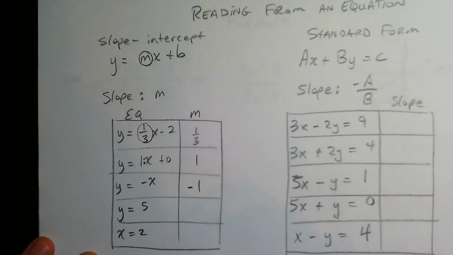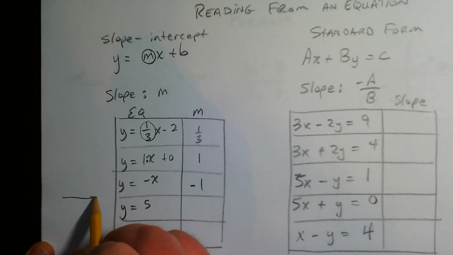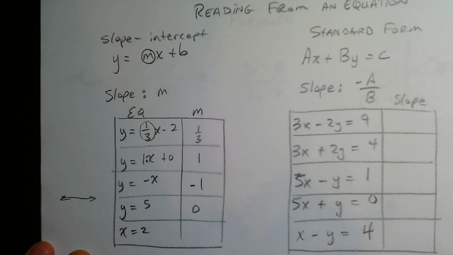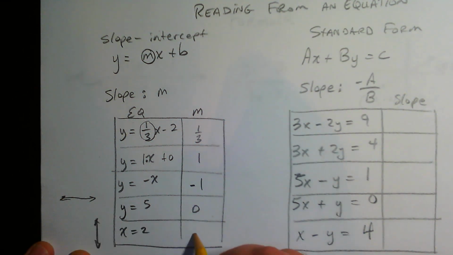All right, now, y equals a number is actually a horizontal line, so that one's going to have a slope of 0. Anytime it's y equals a number, it's a horizontal line, the slope is 0. If it's x equals a number, it's vertical, and the slope is undefined. So that's how those work right there.